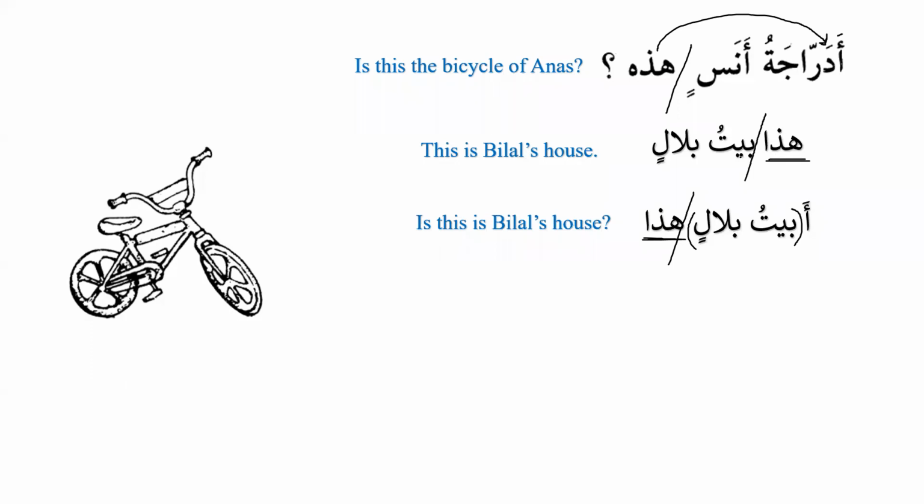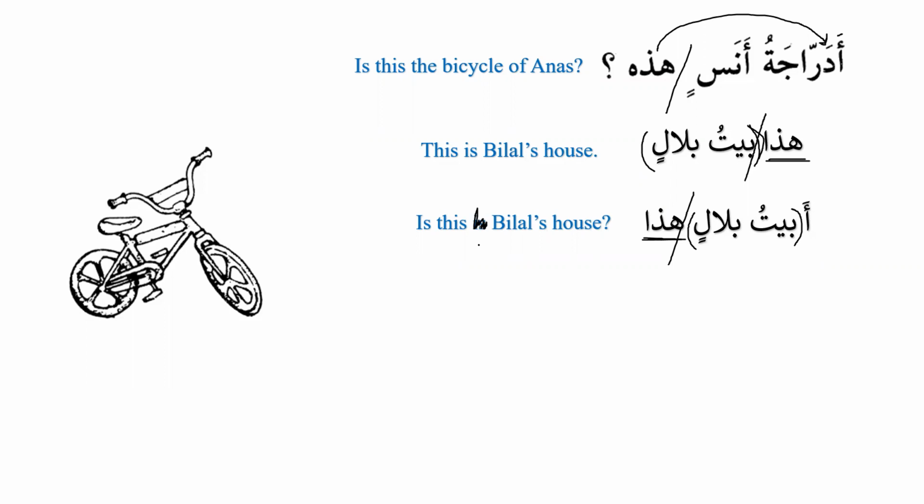But when we use ismul ishara in the beginning or before mudaf mudaf ilayh, then it becomes a complete sentence. Now this is a complete sentence, هذا بيت بلال, but this is a different sentence, and this is a question we can see over here. So it will be أبيت بلال هذا, is this, and then Bilal's house, yeah. So is this Bilal's house, as we can see over here.